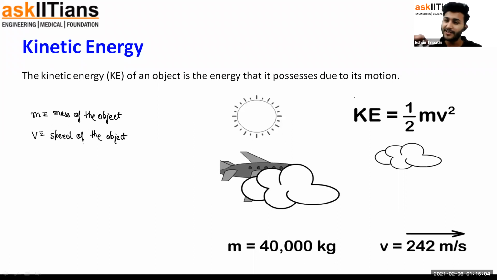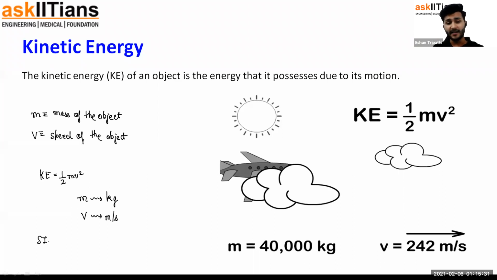So what do you guess should be the SI unit of this? Looking at this formula, half mv square. Let me write it over here. Kinetic energy is half mv square. So what is the SI unit of mass? Mass's SI unit we know is kgs. And what is the SI unit of velocity? That is meters per second square.